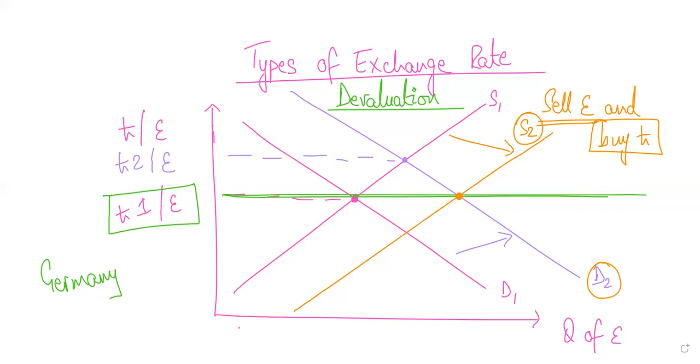Arbab, is this clear? Okay, so students, this was an example of devaluation, right? So in devaluation, you sell the local currency and buy foreign currency, and in revaluation, you sell foreign currency and buy local currency. This is how it works. Very good. Excellent, right?